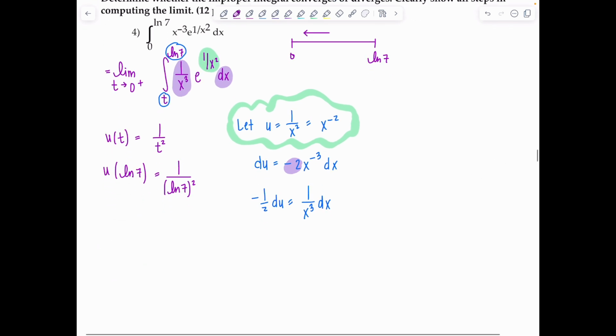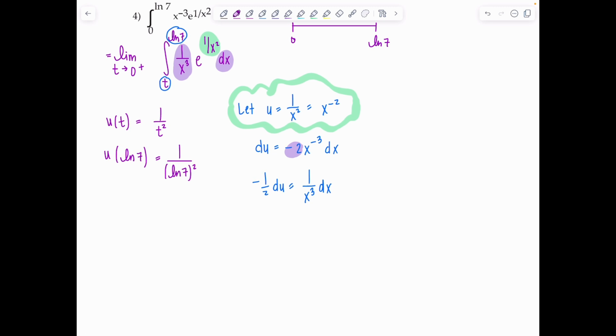Good. So now let's rewrite our integral all in terms of u's. You still have this limit as t goes to 0 from the right, but now 1 over t squared is my lower limit, 1 over natural log of 7 squared is the upper limit. Instead of 1 over x cubed dx, I have negative 1/2 du. Let's put the du out here. And then we just have times e to the u.